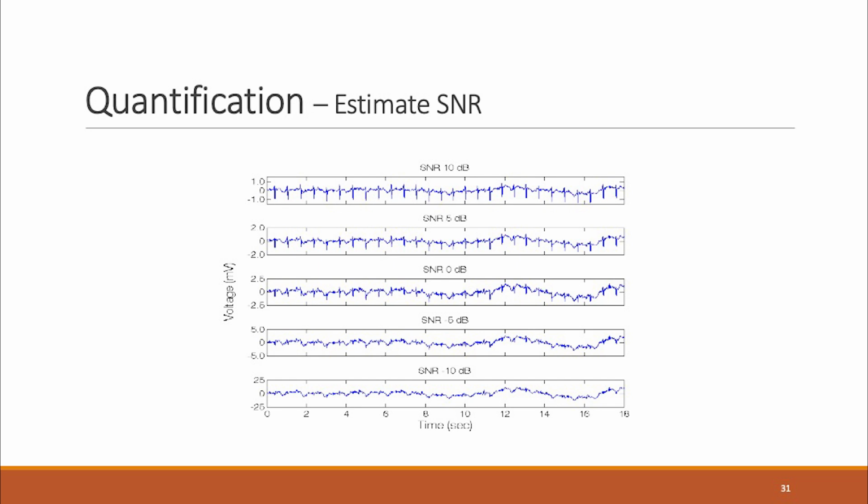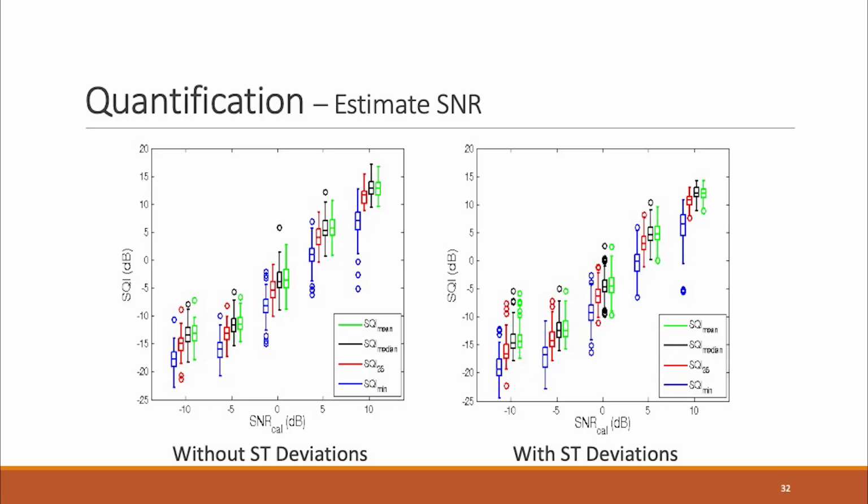Here are different ECG signals that had different levels of noise, and you can see at negative 10 dB, it could be quite hard to discern the R peaks, and it's quite destructive. But we were able to discern the different fiducial points in order to generate the templates. Versus at 10 dB, it's quite clean.